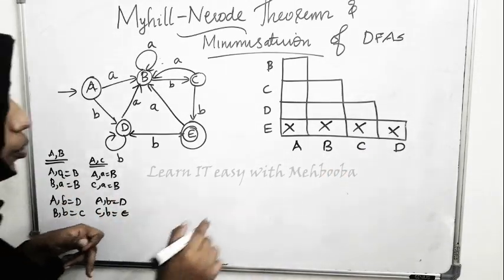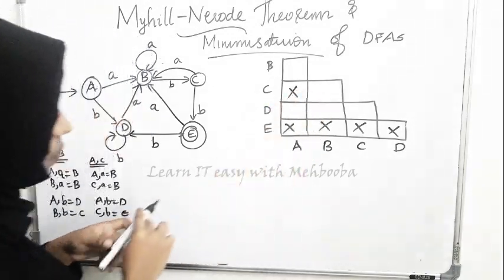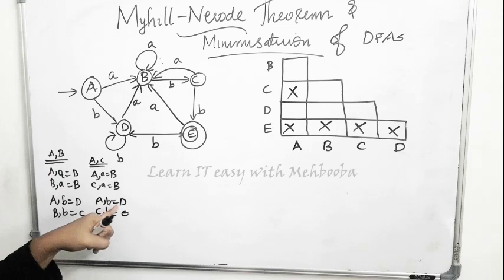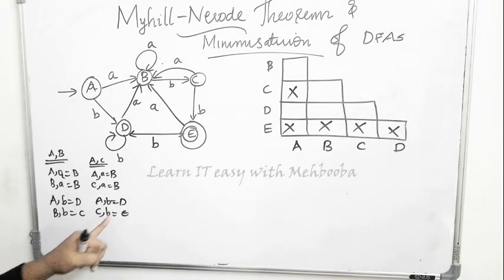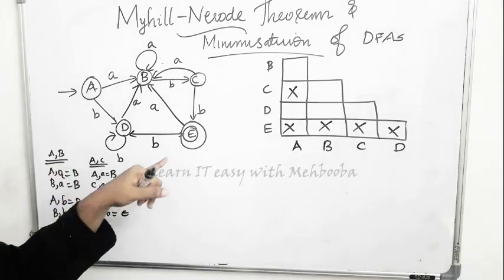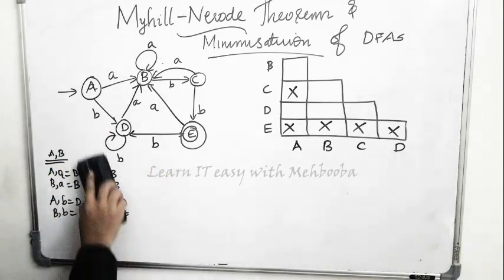So you can also mark AC. So AC is marked. They can never be equivalent, because A on small b goes to D, a non-final state, whereas C on small b goes to E, which is a final state. So they can never be equivalent.